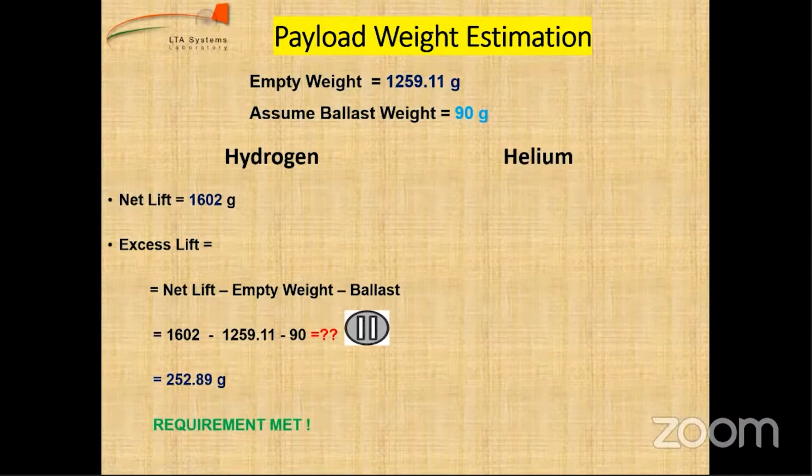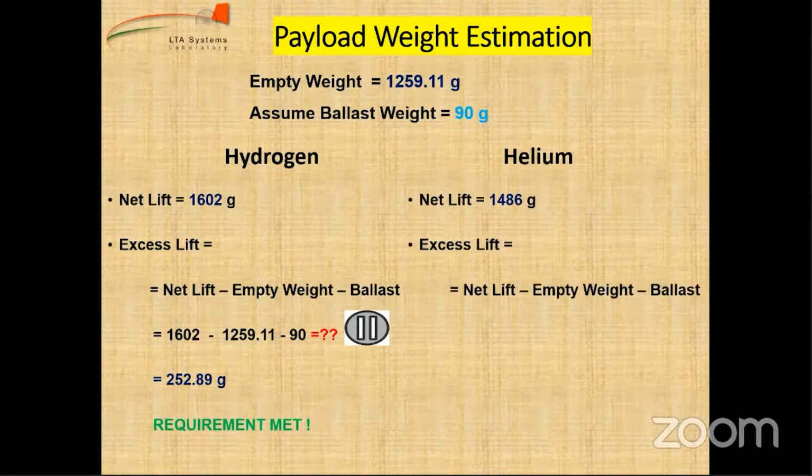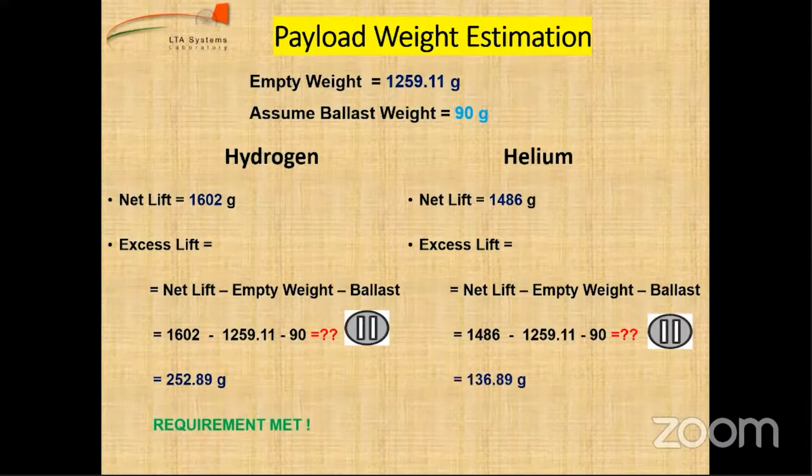If we do the same procedure for helium, now this is very interesting. Net lift, what we got was 1486 grams. Excess lift, the same equation. And what do we get? 136.89. Yup. So do you think the requirements have been met?